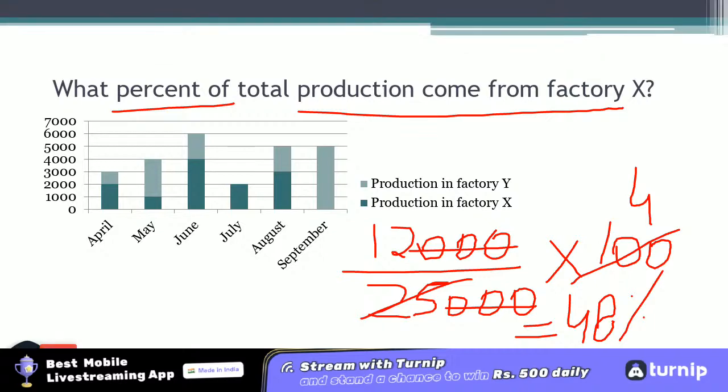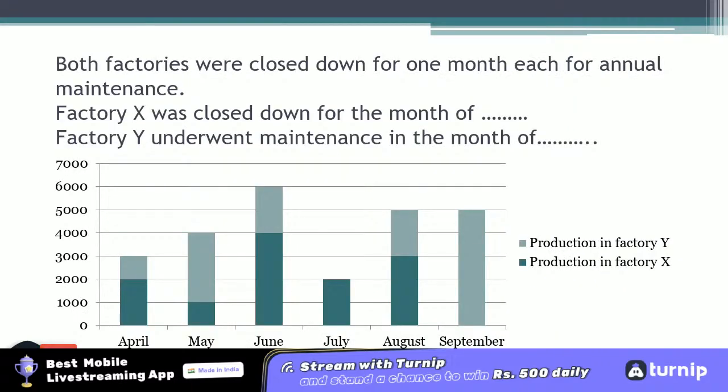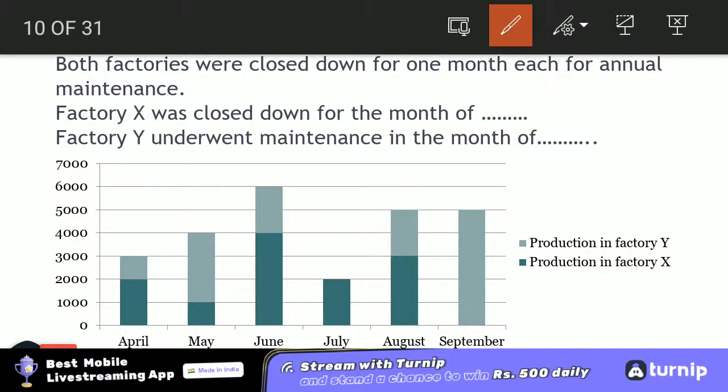Moving ahead to the next question. Now see the question and answer it. Both the factories were closed down for 1 month for annual maintenance. दोनों ही factories एक एक महीने के लिए, 1 मंथ के लिए क्लोज हुई हैं. और क्यों क्लोज हुई हैं? क्योंकि एनुअल मेंटेनेंस चाहिए थी. ईयरली वाइज 1 मंथ वो क्लोज होती है ताकि सारी मशीन्स रिपेयर हो पाएँ और जो भी नेसेसरी हमारे स्टेप्स रिक्वायर्ड है फैक्ट्री को लेकर वो हो पाएँ. So both the factories were closed down for 1 month each for annual maintenance.